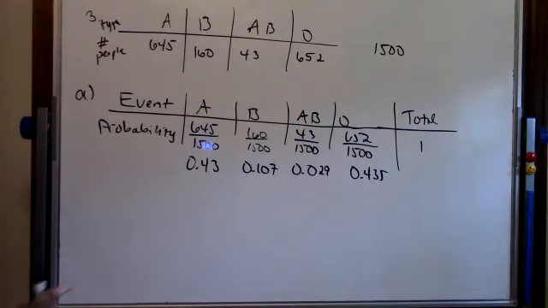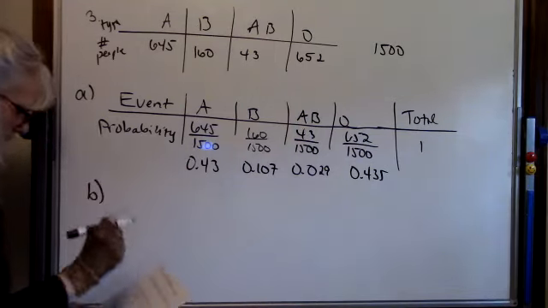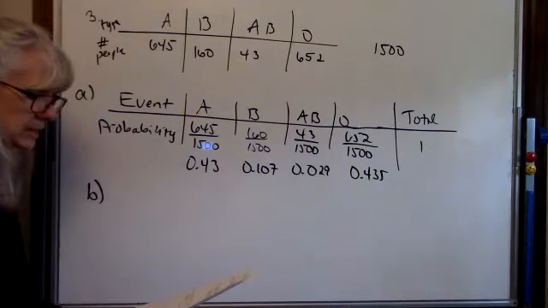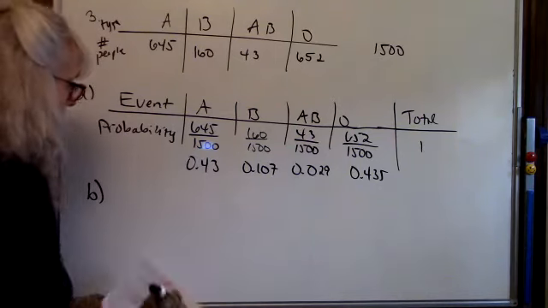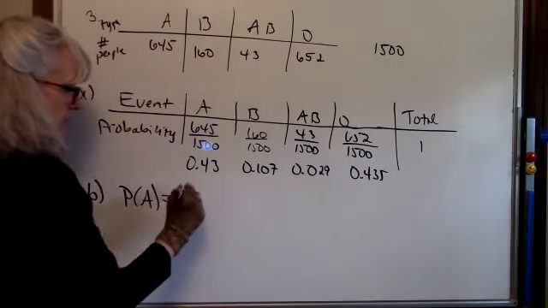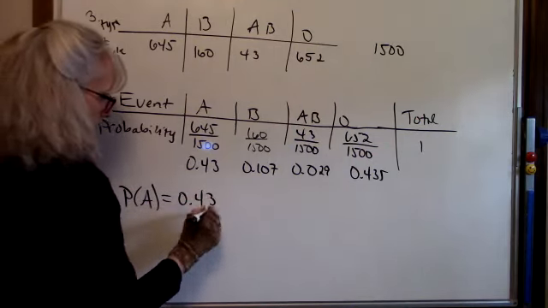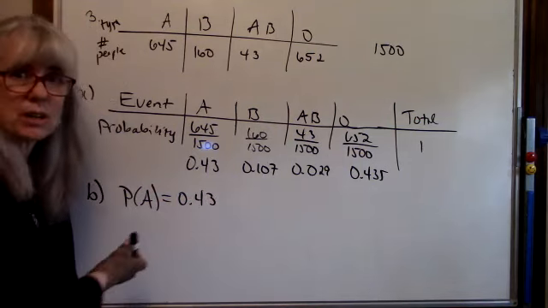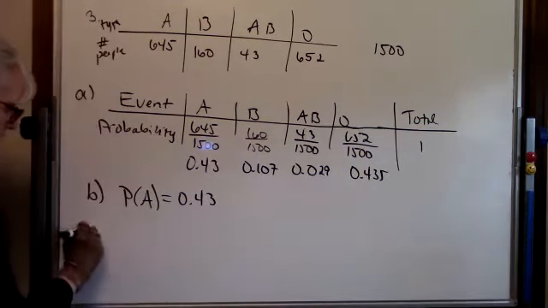Now, part B is asking, now that we have that, what's the probability that a person selected at random has type A blood? So the probability that we have type A blood is this 0.43. So ideally, once we have the distribution, answering the questions is very straightforward.